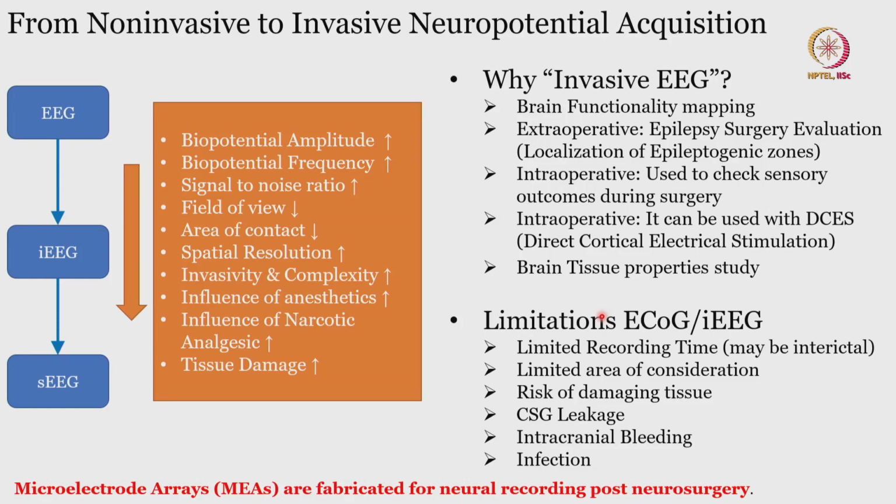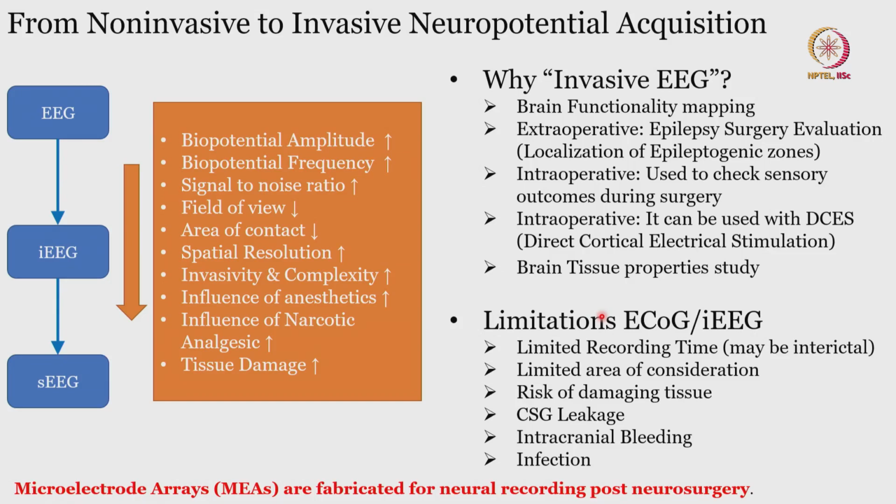Next is, let us understand why we want to go for invasive EEG or IEEG, right. So, brain functionality mapping. Now we need to know what kind of signals are originating from different regions of the brain, and from that we can map the brain. It's an extraoperative or epilepsy surgery evaluation. When there is epilepsy, it's also called seizures. A person is generally advised or administered different kinds of drugs that are called anti-epileptic drugs, but there is one kind of epilepsy in which the surgeon has to operate on the patient, all right.